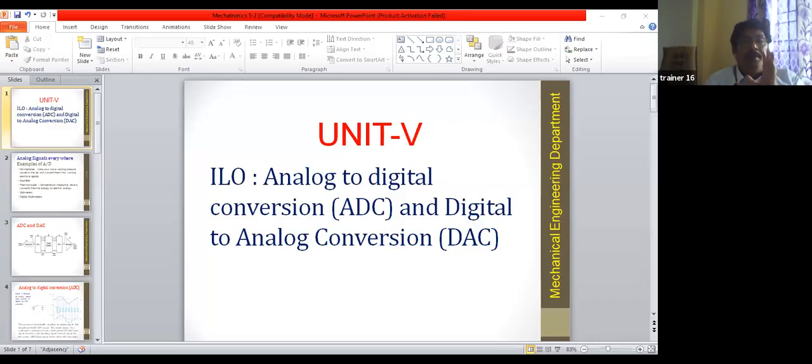Again, I'm repeating here. In the last class, what we discussed about data acquisition. What is the process here? What are the signal conditioning? The signal conditioning we already discussed in unit 2. Amplifiers, filters, attenuators, these are all the signal conditioning. And the next is analog to digital converter and digital to analog converter. These three things, the process of these three things, is nothing but data acquisition.